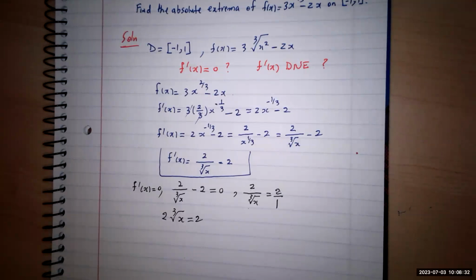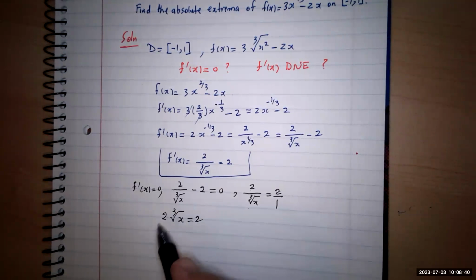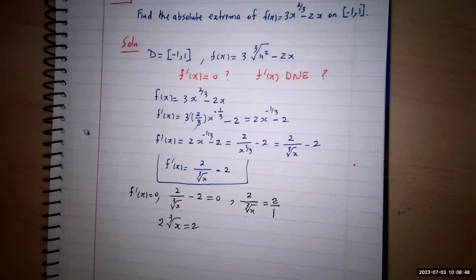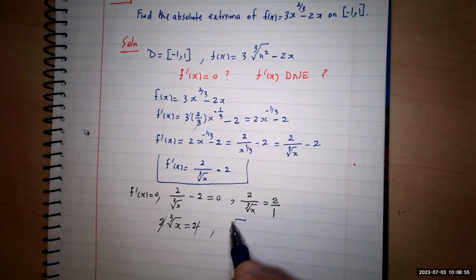Again, the other option is multiplying both sides by cube root of x to get rid of the denominator, and you arrive at the same thing. Now you have to isolate the radical. It's a very mini radical equation, and when we want to solve a radical equation, we isolate the radical, the cube root. In this case, you can divide by 2. So that gives you cube root of x equal to 1.